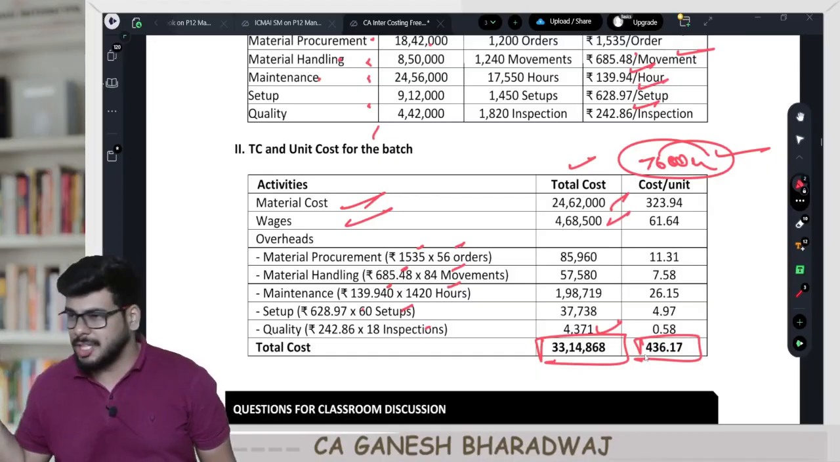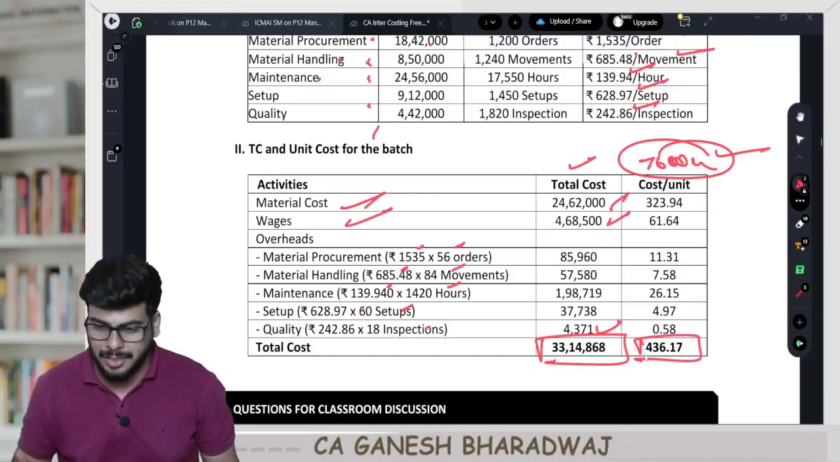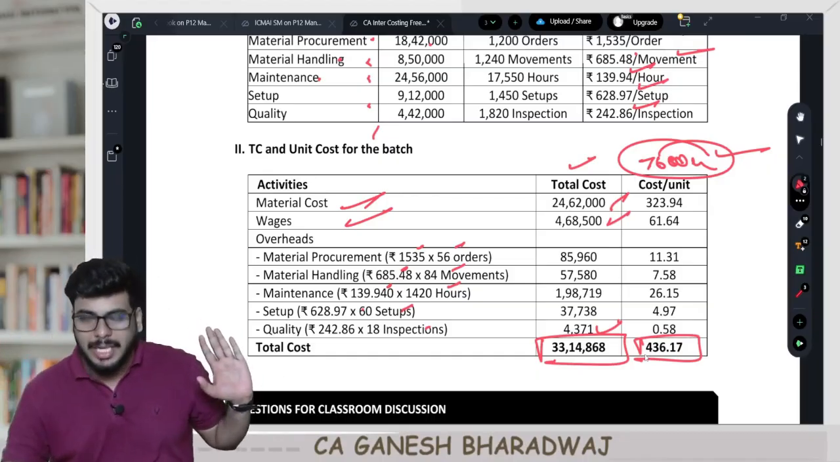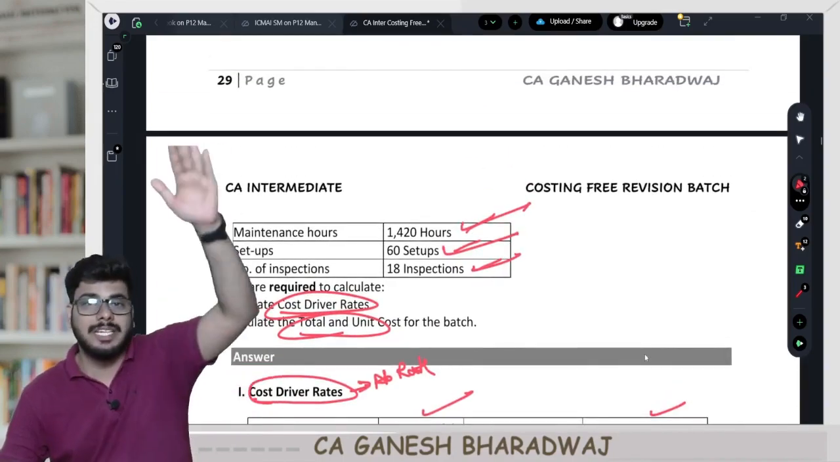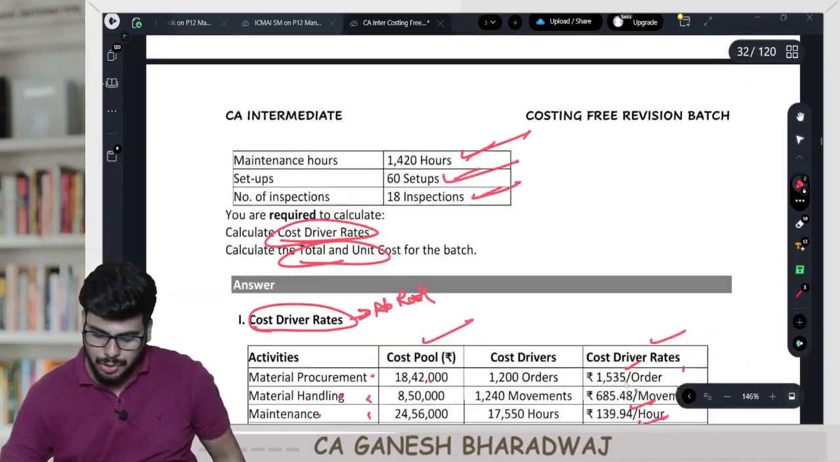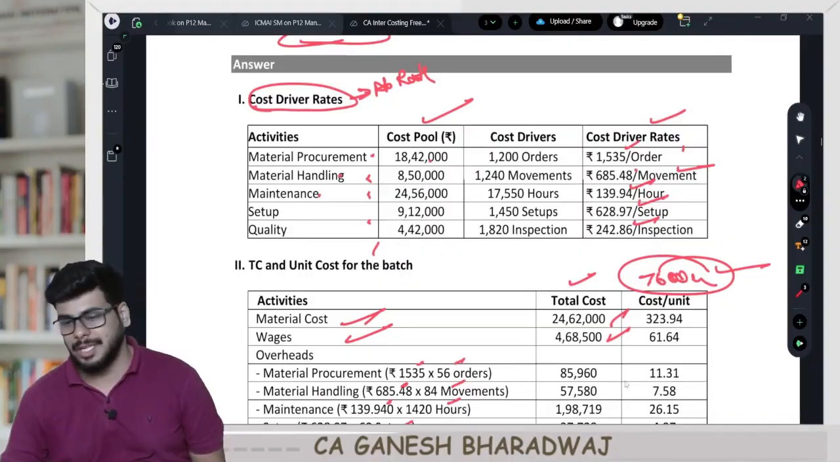Anyways, this is the objective of this chapter also. Are you clear with this? The only difference is what? Instead of using departments as the base, here we used what? Activities as the base. Are you clear with this?